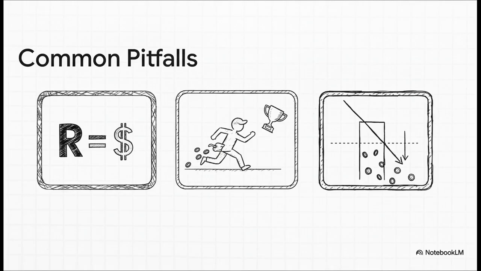Second, that siren song of a high win rate without ever checking if your wins are actually bigger than your losses. And third, a sneaky one. Thinking a stop loss guarantees you'll get out at that exact price. Look, in really volatile markets, your stop can trigger and you might get filled at a slightly worse price. That's called slippage, and you've got to account for it.